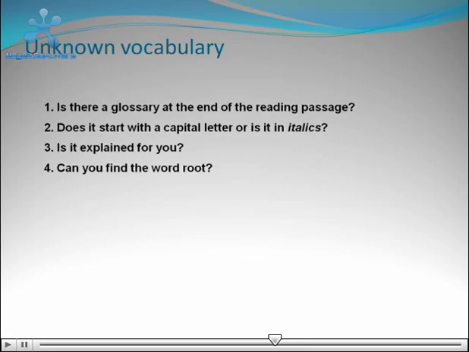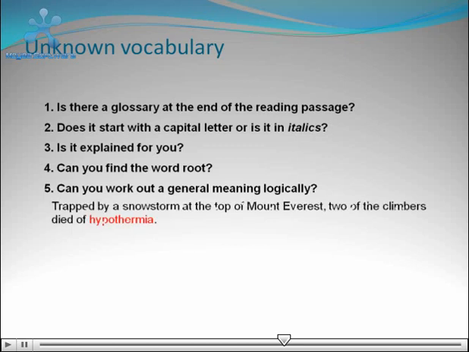Another technique you could use is to work out a general meaning logically. Consider this example. What is most likely to have killed climbers who were trapped in a snowstorm? It is logical that the answer is something to do with the temperature.